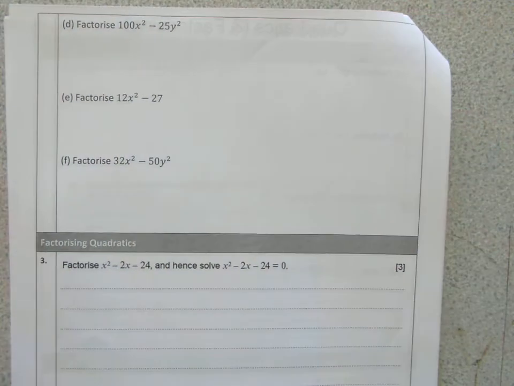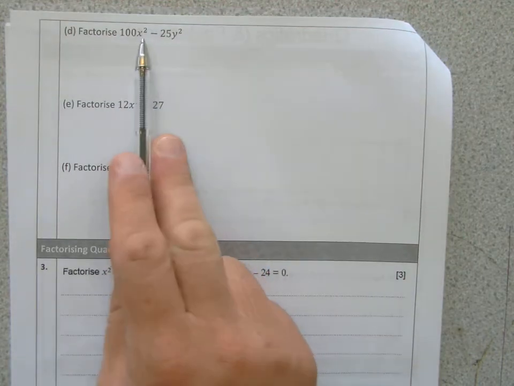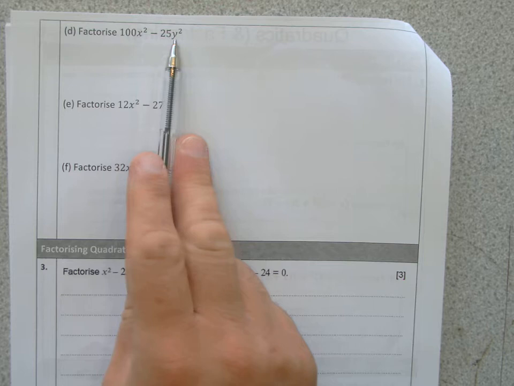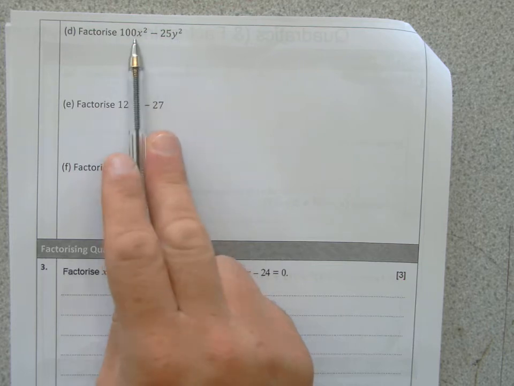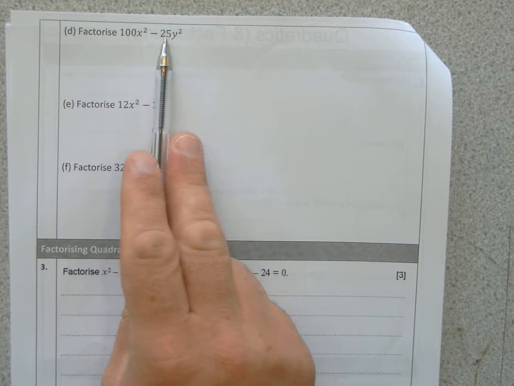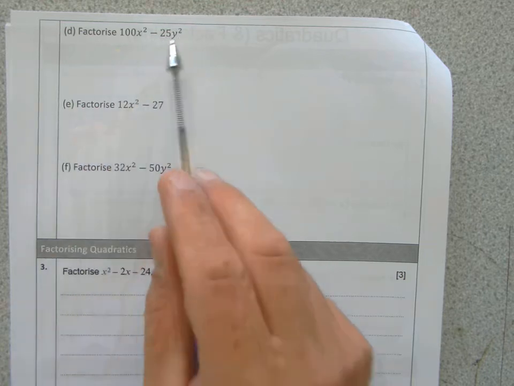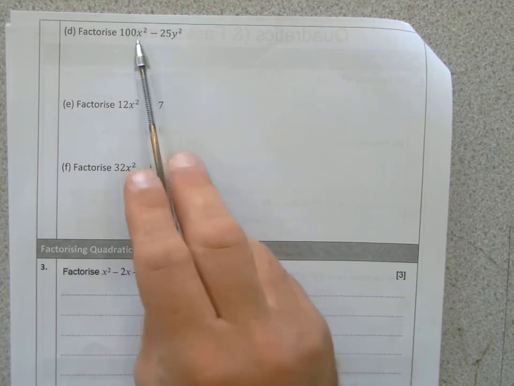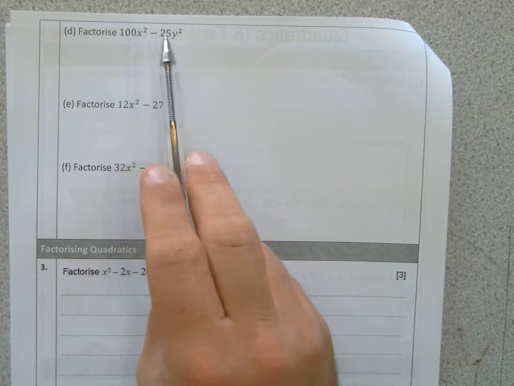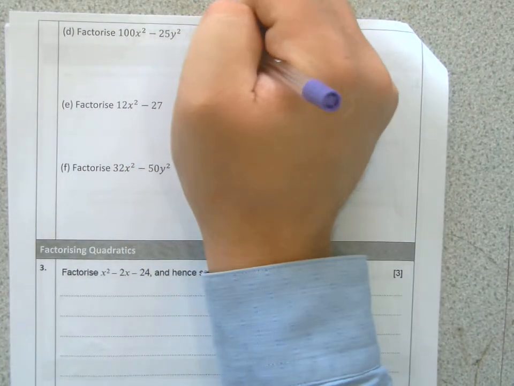D, factorize this. Now, just look at it closely. x squared, y squared, you squaring x is 100. 100 is a square number, isn't it? 25 is a square number. Yeah? So you're squaring here. But before we do that, is there any common factors here? Think about the numbers. Actually, 25 goes into both of them, doesn't it? So we could actually take 25 out to start with.